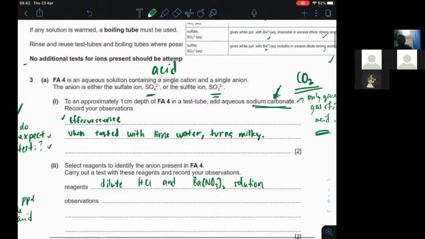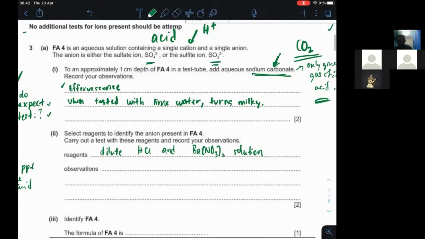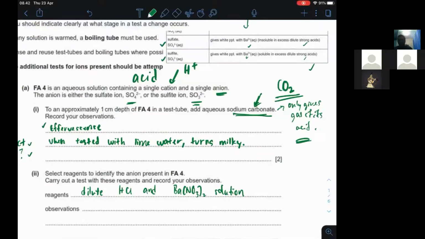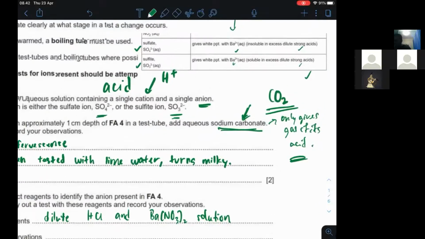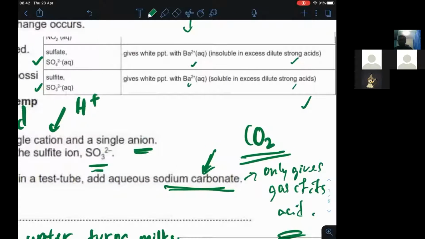Let's further confirm. I know roughly my cation is H plus. Now let's look at the anion. The question says to identify the anion present in Fa4, because we are looking for the anion. Just now they mentioned that it might be either sulfate or sulfide. If they ask you to suggest the reagent, what might be the reagent that you will suggest?